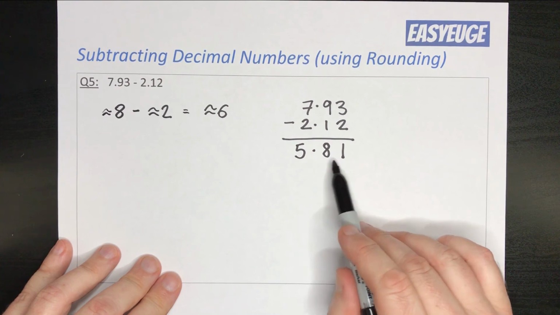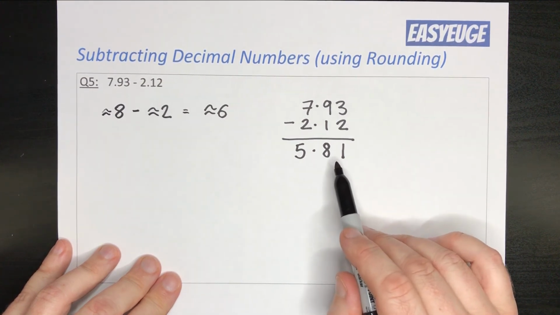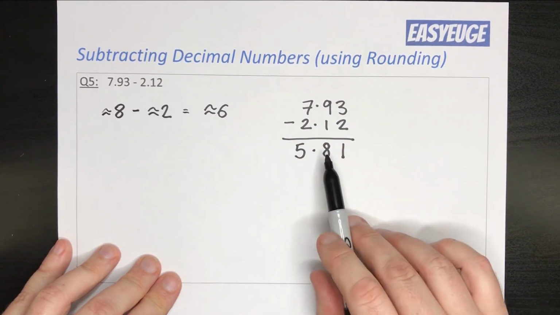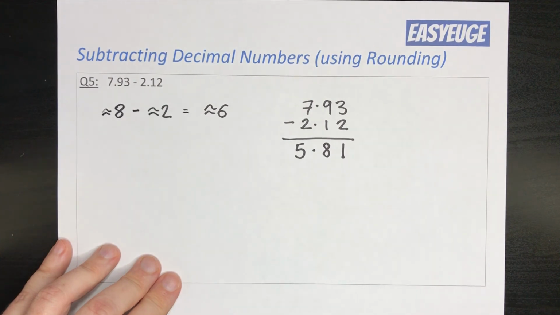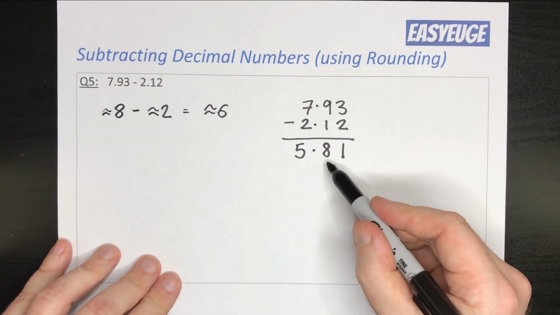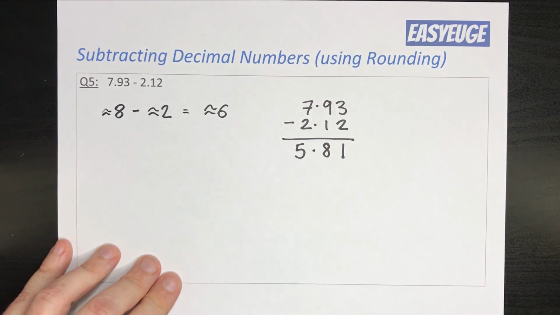And our answer is 5.81. It's very close to 6. So our approximation helped us to check that that answer is correct. If this answer was 58.1, we would know then that we have a problem. We've made a mistake writing it down.